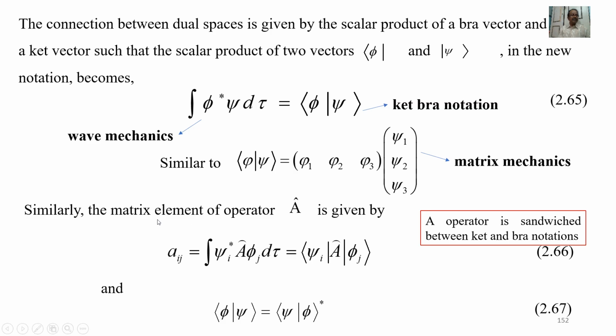Similarly, the matrix element of A is given as Aij, which is equal to A sandwiched between phi j and psi i, star. And of course, this is a normal one. This is the corresponding complex conjugate, which can be written in terms of Dirac notation as bra psi i, A is the operator, and ket phi j. So operator A sandwiched between ket phi j and bra psi i.